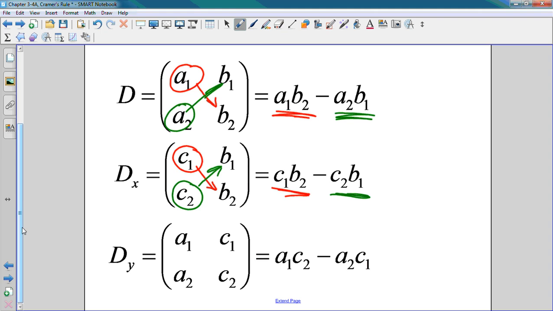And then you just do the same thing. I'm taking A2, C1, did that here, A1 and C2 here. And finding the difference. That's going to give me a number. We're going to do an example next.